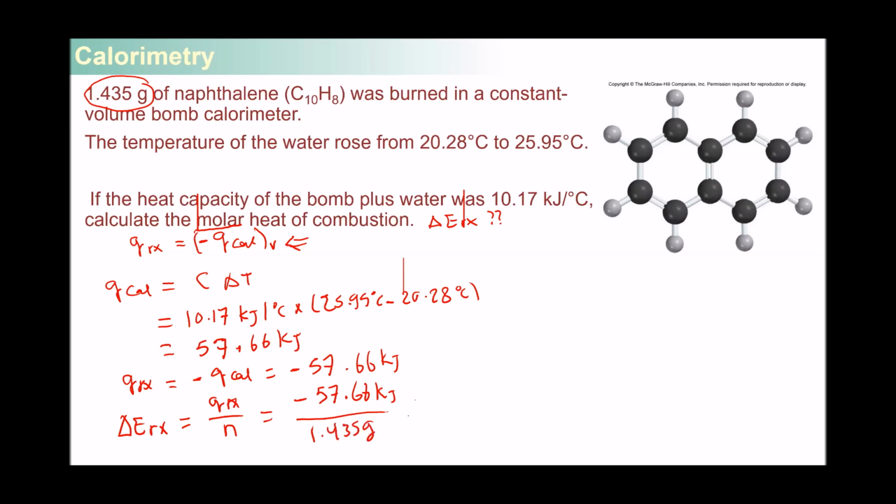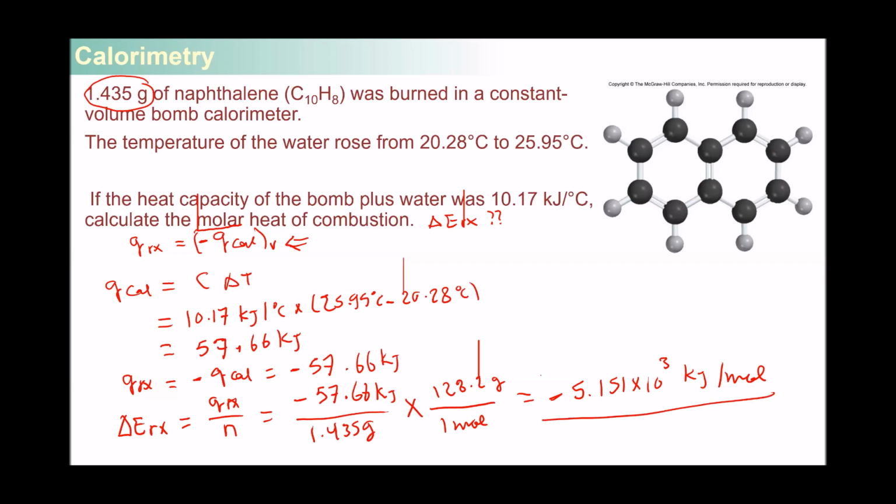1.435 grams. And then we need to convert the number of grams to number of moles using the molar mass, which is 128.2 grams per 1 mole. And that should give you the molar heat of the reaction, or the molar change in internal energy for the reaction. And it should equal negative 5.151 times 10 to the power 3 kilojoules per mole. Again, that value here is the internal energy change for the reaction, because it's measured under constant volume, as the problem said.